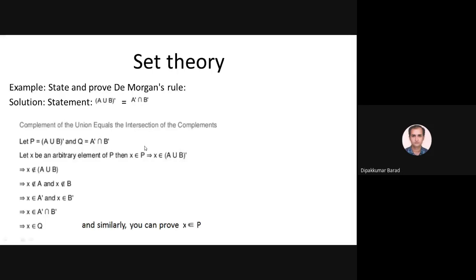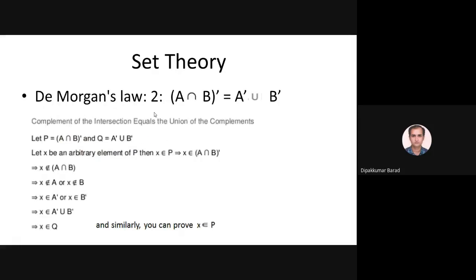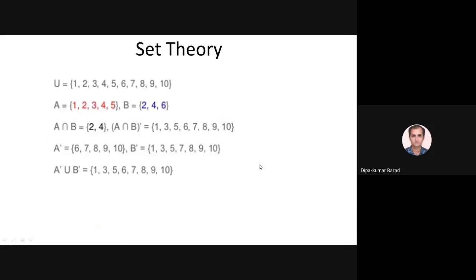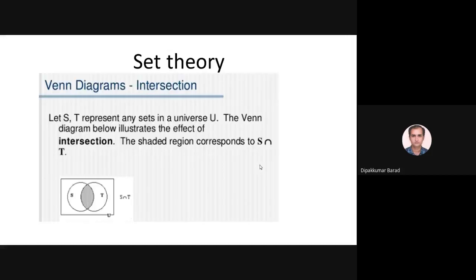In a similar manner, you get another statement here. This is the first statement. Now another statement, Law 2: A intersection B whole dash is equal to A dash union B dash. Okay. And in a similar manner you can prove this. And in particular, you can also solve it with an example.